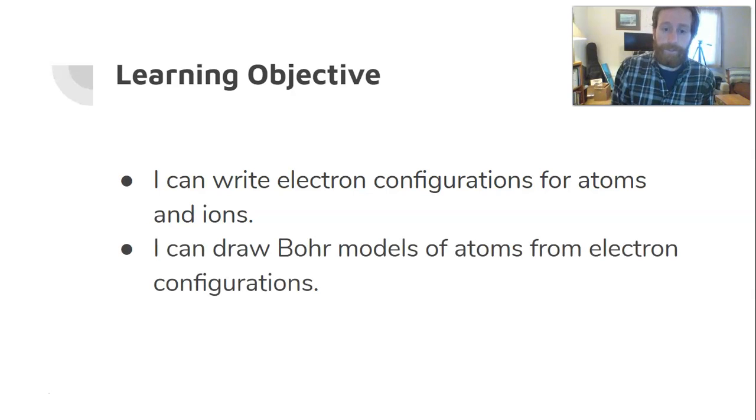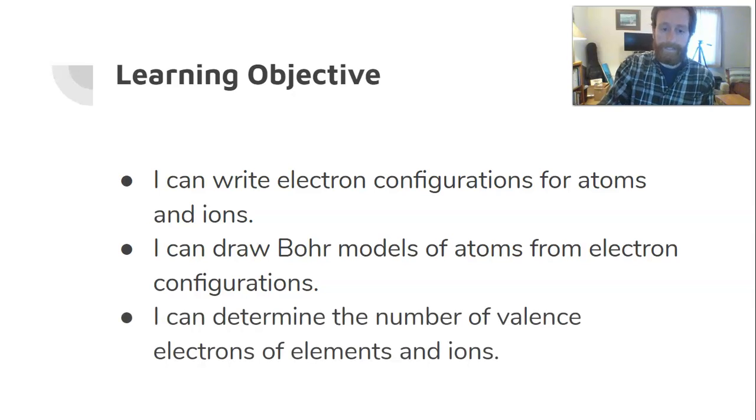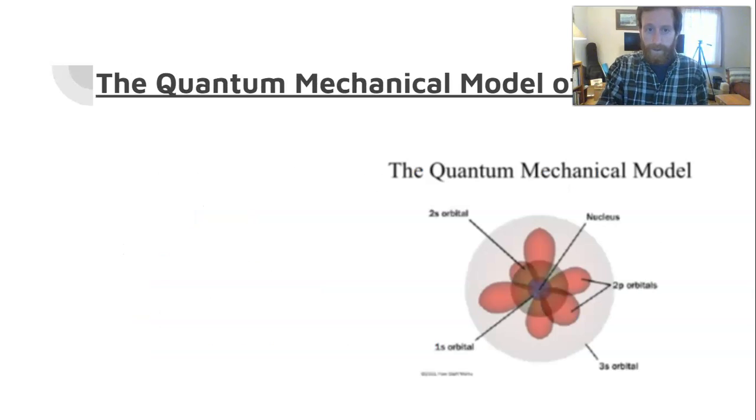I also would like you to be able to draw Bohr models of atoms from electron configurations, although I do not ask you to specifically do that in the assignment, just because of how challenging it is to draw in Google Docs. And then lastly, I want you to be able to determine the number of valence electrons of elements and ions. So let's get into it.